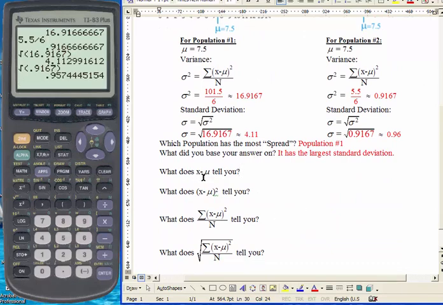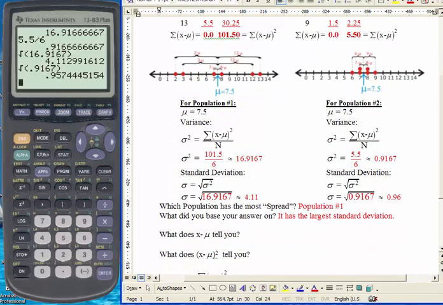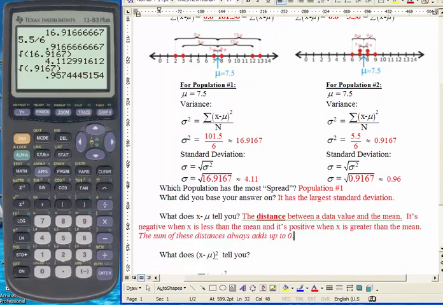So what does x minus mu tell you? Why are you doing this over here? Just for the fun of it? I don't think so. So that tells you the distance between a data value and the mean. Notice it's negative when x is less than the mean, and it's positive when x is greater than the mean. And the sum of them always adds up to 0. So that's a nice little thing to tell that imaginary annoying friend of yours.